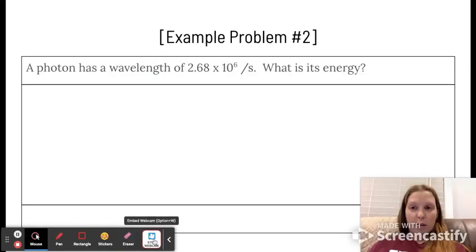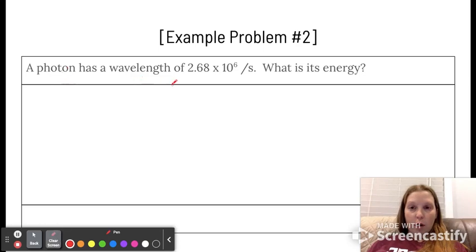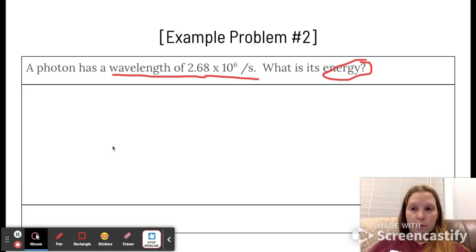All right, so now let's try another example. So now we're using our energy calculation. So we see that a photon has a frequency of 2.68 times 10 to the 6th per second. We want to know the energy. So we're using E is equal to h nu.